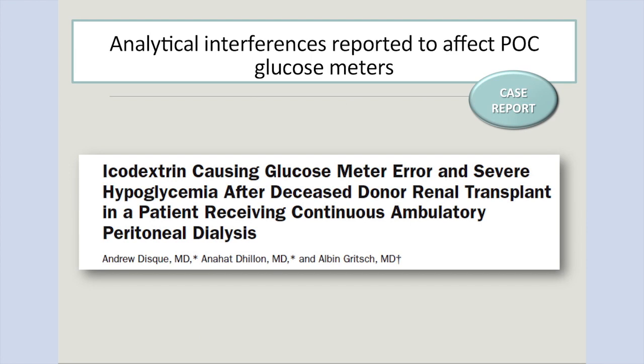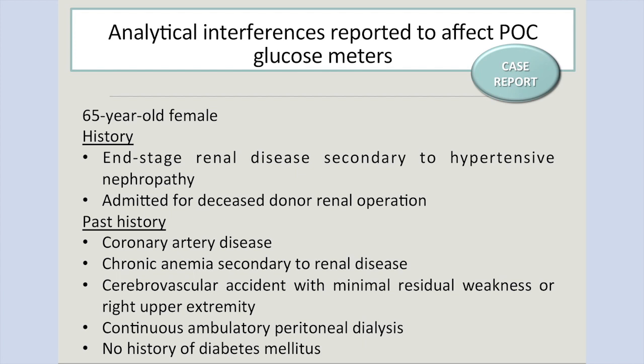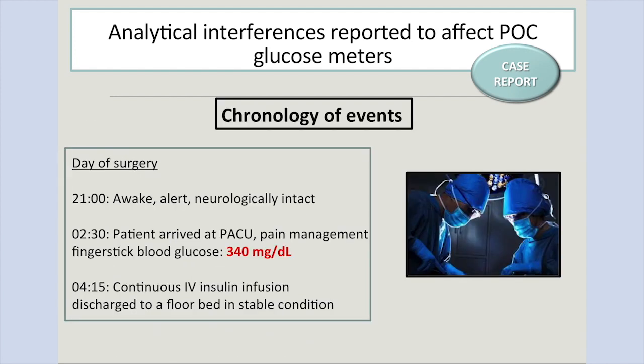This is just another example of a case with icodextrin problems. This was a 65-year-old, end-stage renal, admitted for a donor renal operation, past history of coronary artery disease. You can see all the issues. No history, though, of diabetes with this patient. Day of surgery, 2100, patient's alert, awake, everything's good. Neurologically, everything is wonderful.